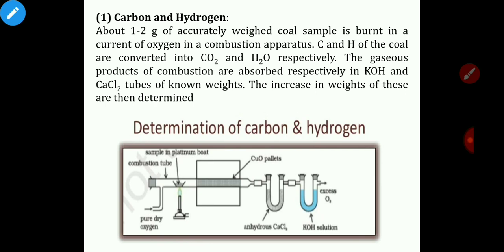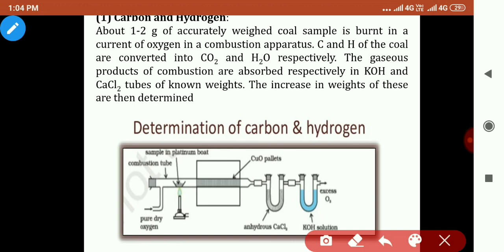So let's say we have considered here the determination of carbon and hydrogen. As you can see, about 1 to 2 gram of accurately weighed coal sample is burnt in a current of oxygen in a combustion apparatus. This is the combustion apparatus. Carbon and hydrogen of the coal are converted into carbon dioxide and water respectively.